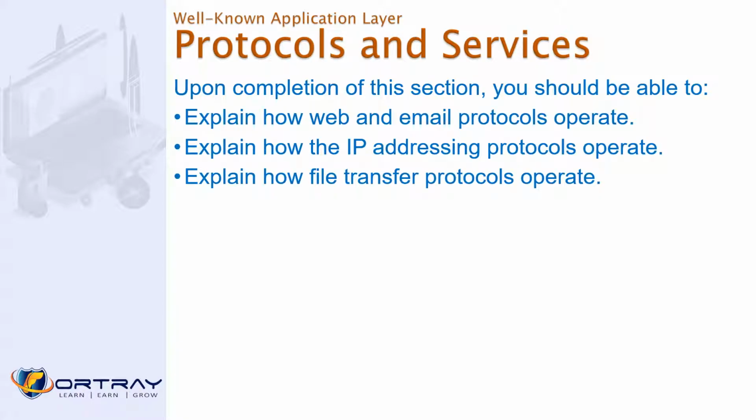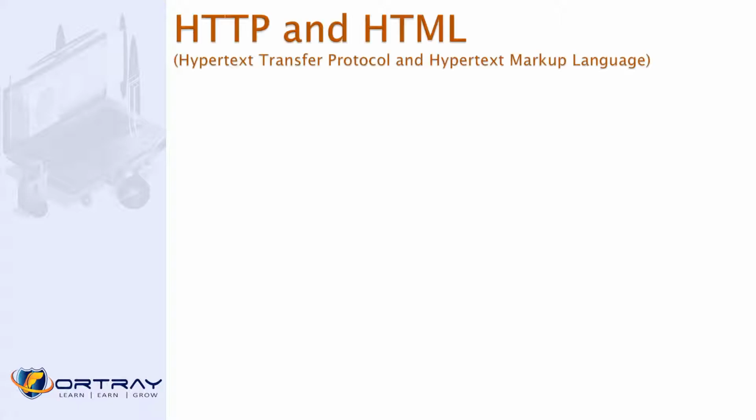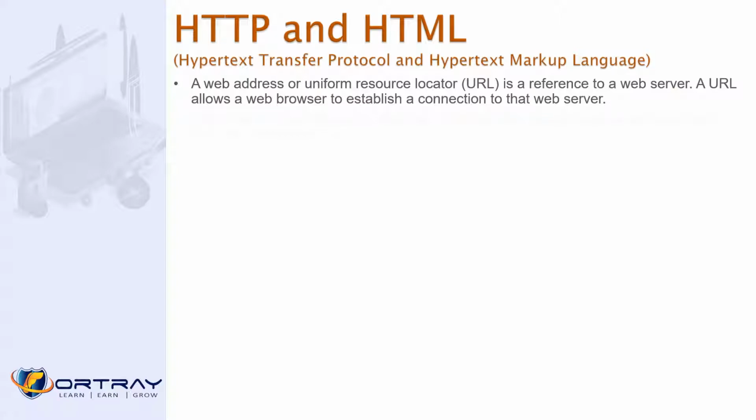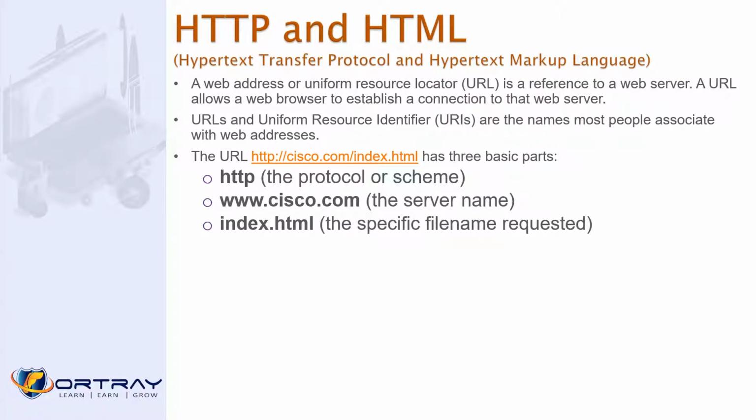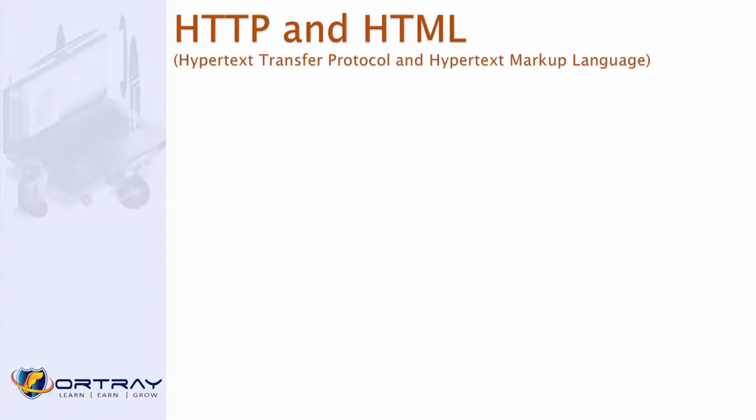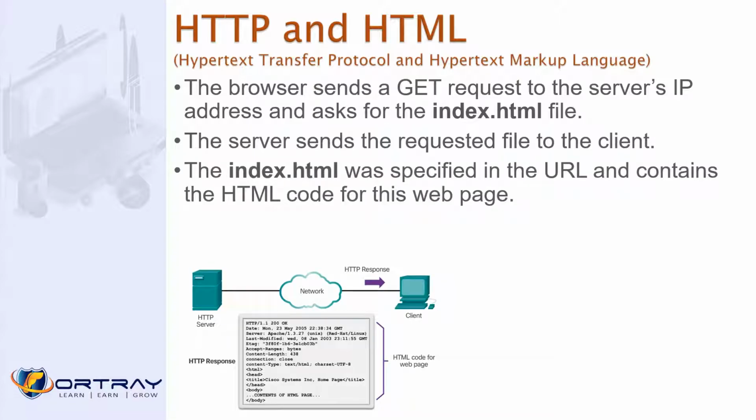I think we already know some of these, the URLs which we access every other day. HTTP and HTTPS, and HTML, these are the languages and protocols we can see. HTTP, Cisco, and index.html, this is the server. The browser sends the GET request to the server's IP address. The server sends the requested file to the client. Index.html is described with the URL. That's normally HTML, how HTML works.